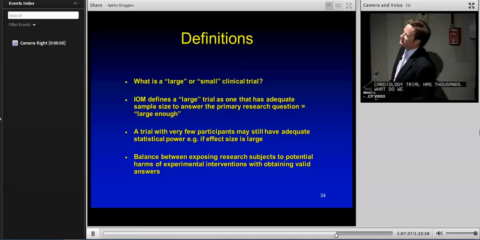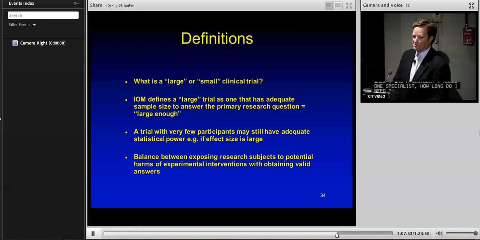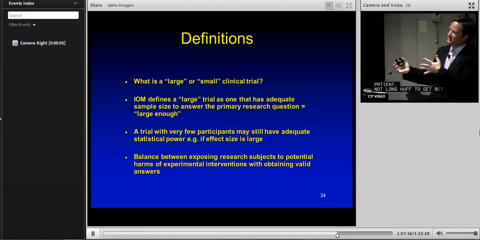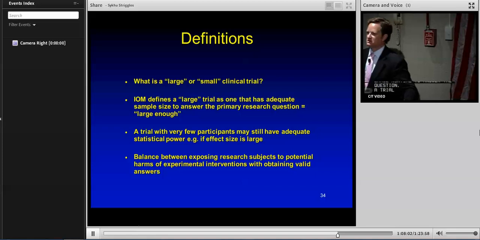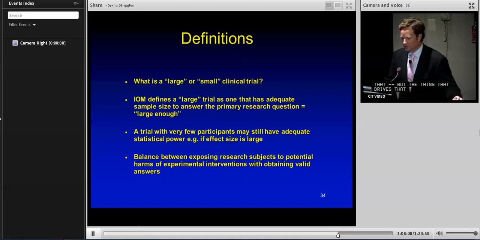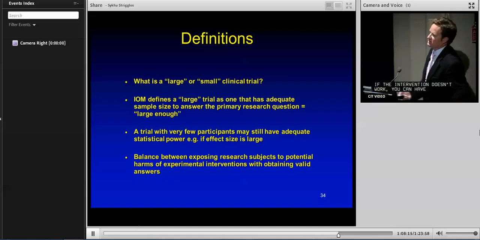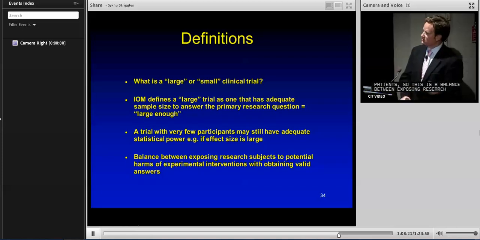So what do we mean by small when we're already the smallest? The Institute of Medicine defined a large trial as one that has an adequate sample size to answer the primary question. In other words, large enough. It reminds me when I was a resident, I asked one infectious disease specialist, well, how long do I need to give this drug to the patient? He said, well, long enough to get better and not longer than that. Same thing here. You have to have a study that's large enough to be able to answer the question. A trial with very few participants may still have adequate statistical power, but what drives that is that really, really effective interventions don't need a big sample size. If the intervention doesn't work, you can have an infinite sample size, and you're not going to show anything meaningful for patients anyway. So there's a balance here between exposing research subjects to potential harm of experimental interventions while obtaining valid answers.